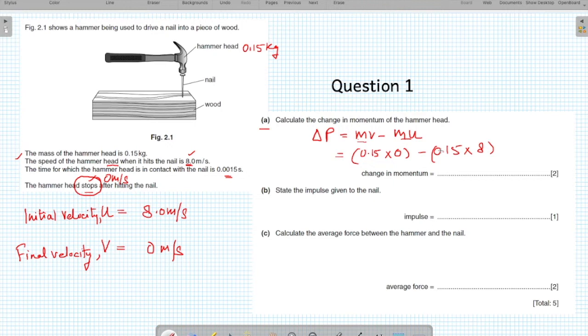So the change in momentum will come out to be a negative number, right? So if you multiply these two numbers, it becomes 0 minus 1.2. So your answer is minus 1.2. The unit can be kg meters per second, or if you want you can give the unit as Newton seconds. Momentum has 2 units, right? Alright, so I hope it should make sense.